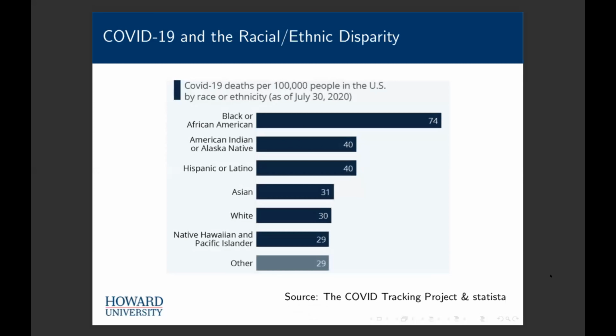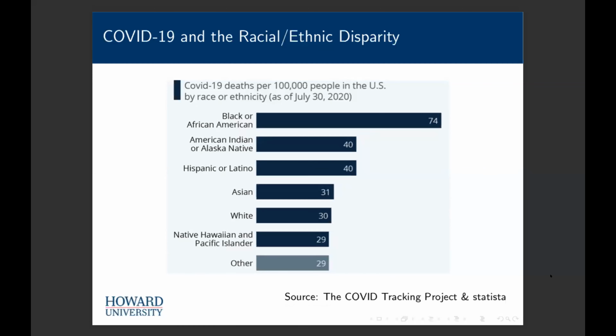Now, just getting a snapshot of what was happening. This is the end of June or end of July, and this is looking at COVID-related deaths per 100,000. We can see that those individuals that were Black or African American were substantially at greater risk of passing away from COVID-19 relative to the rest of the other racial and ethnic groups in the United States. You can see Native Indigenous people and Hispanic were at 40 COVID-related deaths per 100,000. And then Asian, white, Native Hawaiian, and Pacific Islanders and other were right around 30 COVID-related deaths per 100,000.